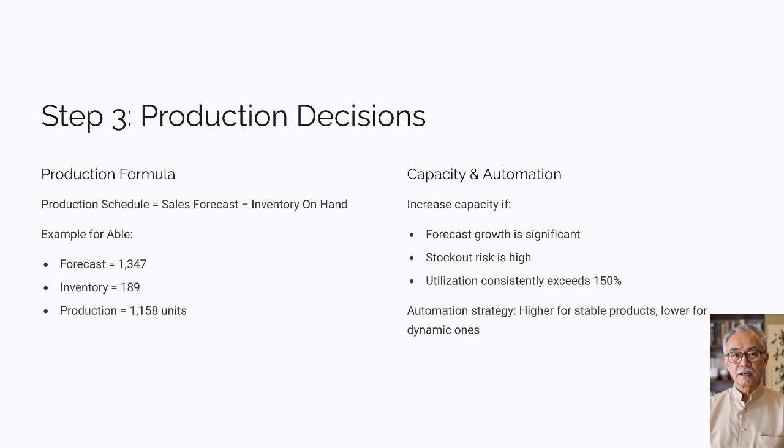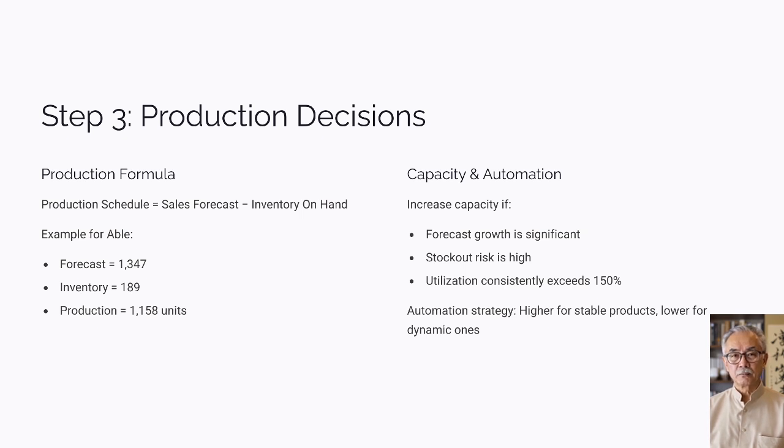When to increase capacity? If your forecast growth is significant, if your stockout risk is high, if your utilization is consistently 150% or more. Formula: cost to increase capacity equals units added times $6 plus $4 times automation level. Automation range is 1 to 10. Higher automation equals lower labor costs but slows down R&D strategy.